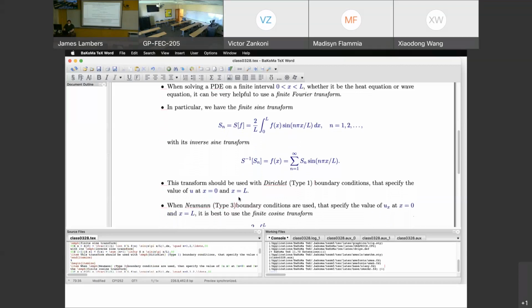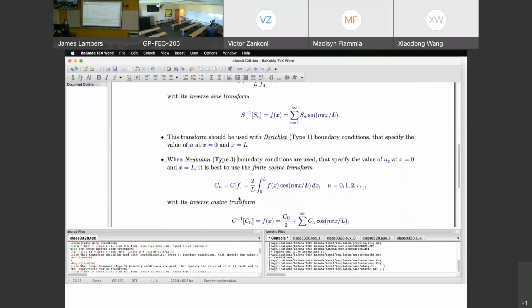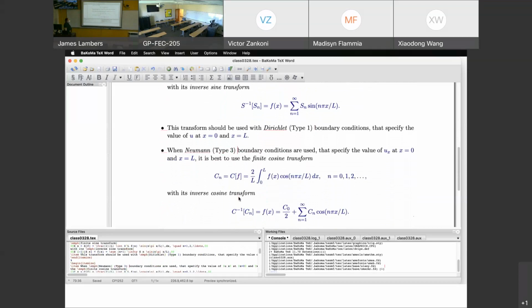On the other hand, if you have type 3 or Neumann boundary conditions, where the value of du/dx is specified at the endpoints, then you should use the finite cosine transform, which has a nearly identical appearance. For the transform itself, you're just using cosine instead of sine. Everything else is exactly the same. But you're also computing a coefficient C0. So you'll notice the difference in the values of little n here: 0, 1, 2, etc. for cosine, and 1, 2, 3, etc. for sine. That's because cosine n pi x over L is non-zero when n is 0.